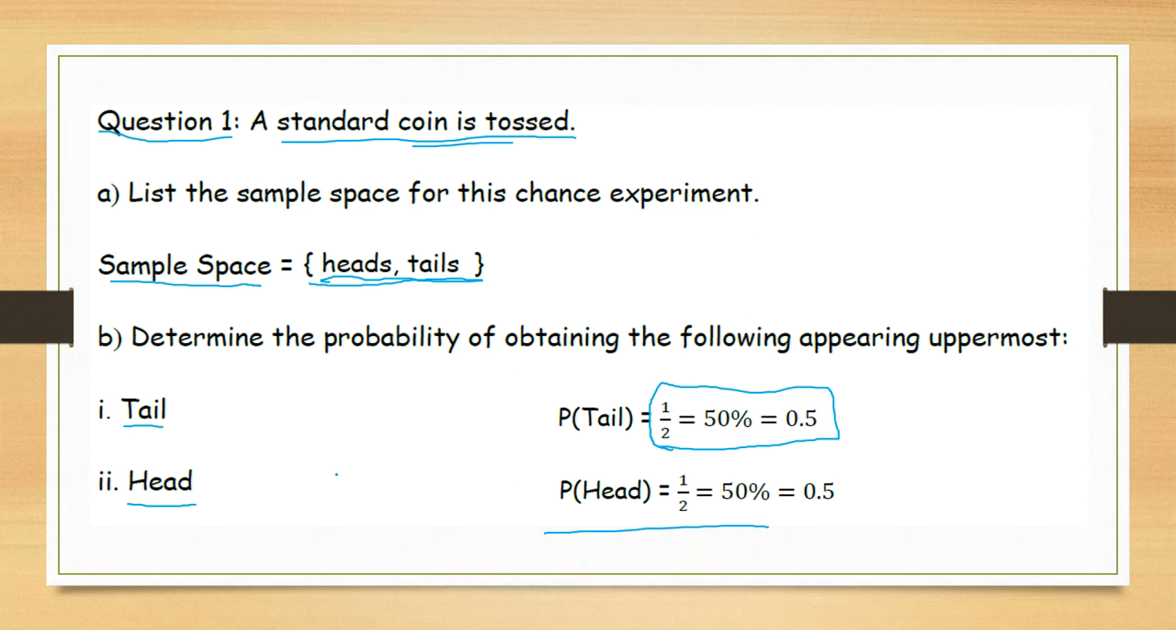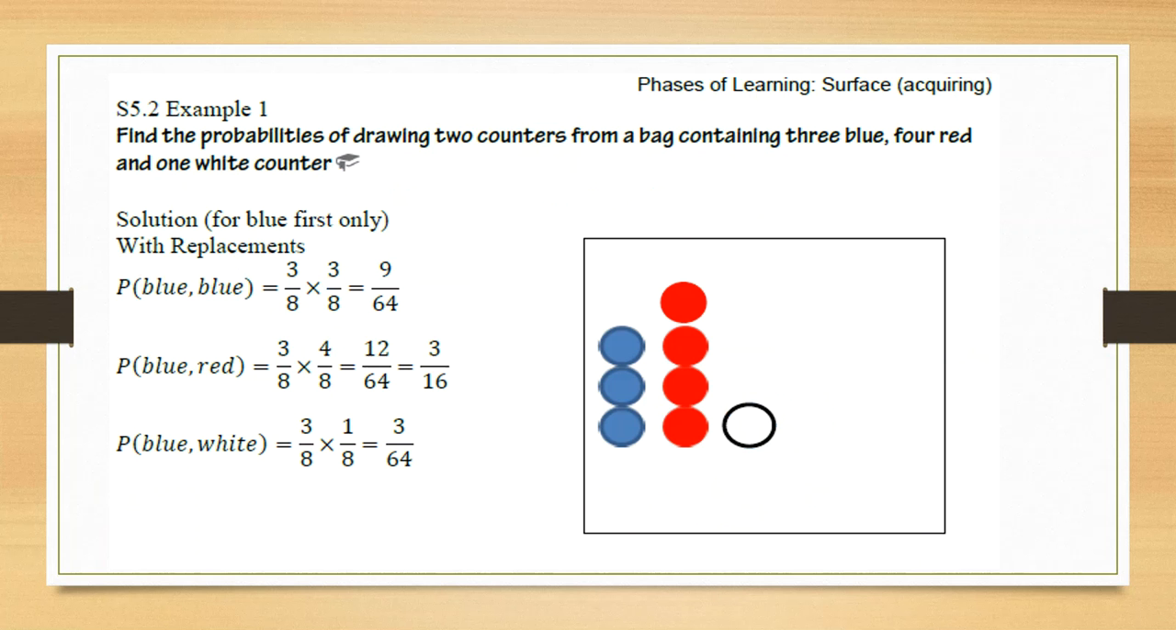So the next bit of work, we're going to work out what happens if we toss two coins. What is the probability of getting tail followed by a tail, head followed by a head, and one tail, one head, etc. Before we do that though, let's look at this example. Find the probabilities of drawing two counters from a bag containing 3 blue, 4 red, and 1 white counter.